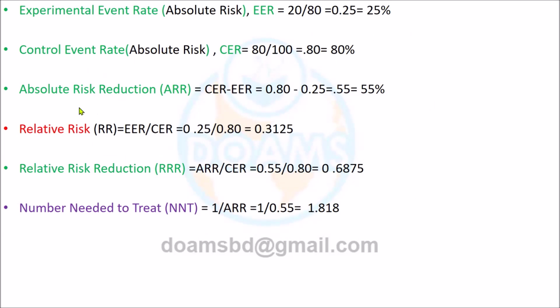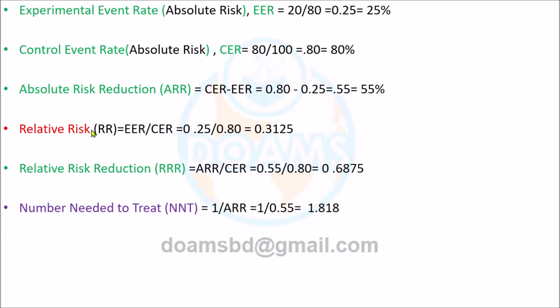Now, what will be the absolute risk reduction? This is the formula. Better to write. If anyone becomes lazy and cannot write, you can take a snapshot of the screen. But it's better to write for learning. Another next terminology will be absolute risk reduction. So there is a difference. Absolute risk is one thing, absolute risk reduction is another thing. The absolute risk reduction is the difference between these two.